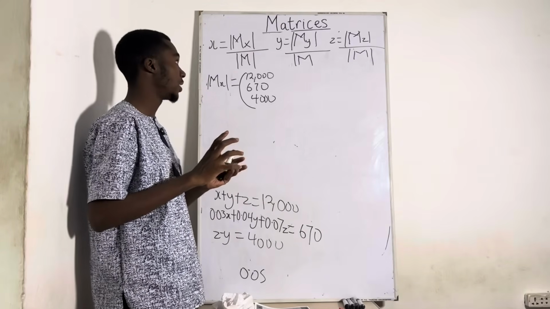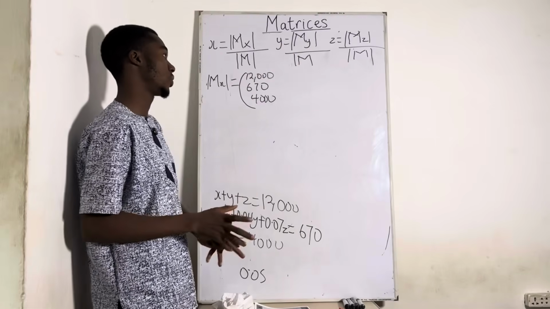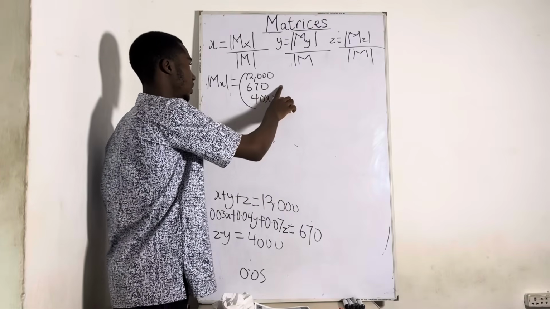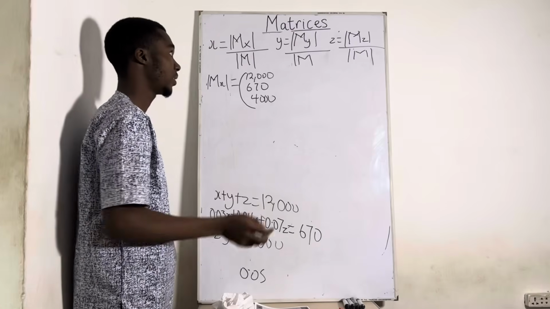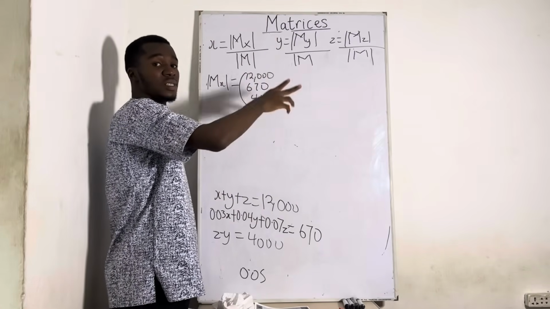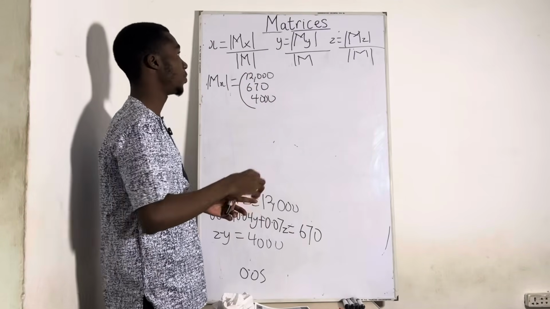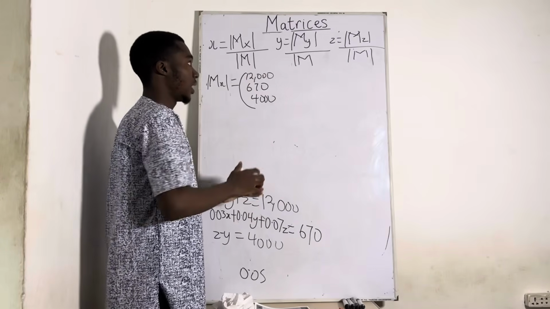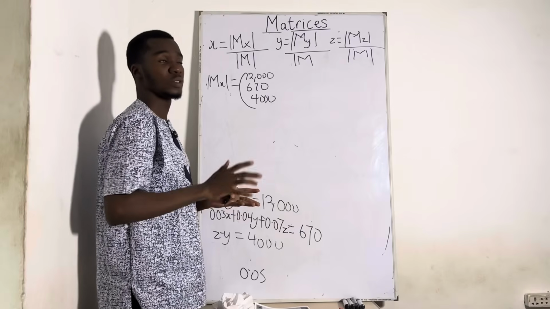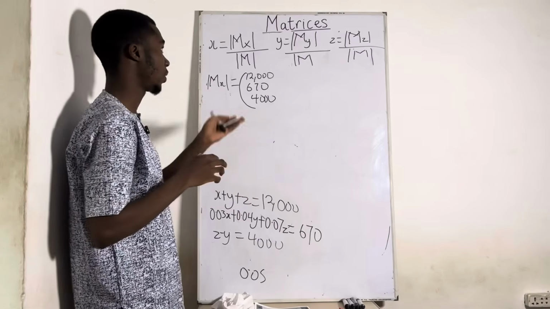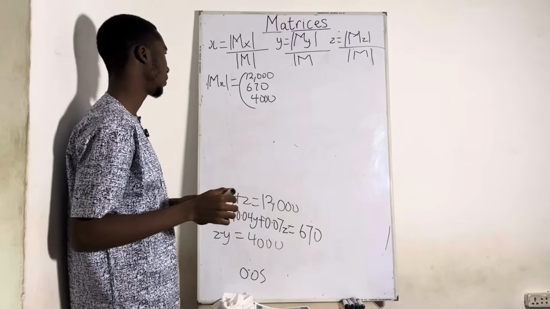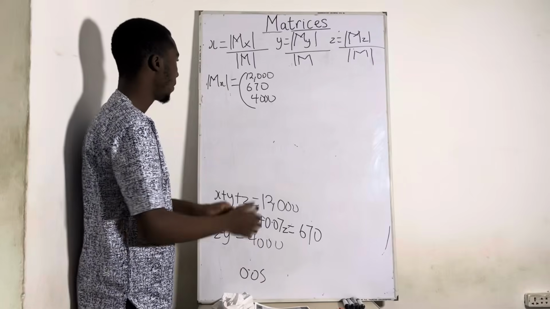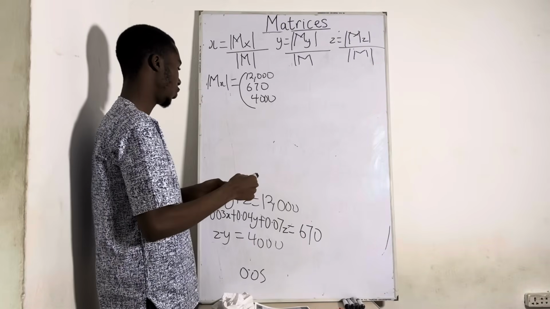Similarly, if you are finding the matrix of y, which we'll do very soon, you're going to replace all the y values by 12,000, 670, and 4,000. Then lastly, if you are finding the matrix of z, which is our mz, or the determinant, you're going to replace all the z values by 12,000, 670, and 4,000. But the rest are going to be the same. So let's solve for this one and we'll solve for the other two, then you understand what I'm saying. So now our x values are going to change to whatever is after the equal to sign. But our y values and our z values are going to remain the same.